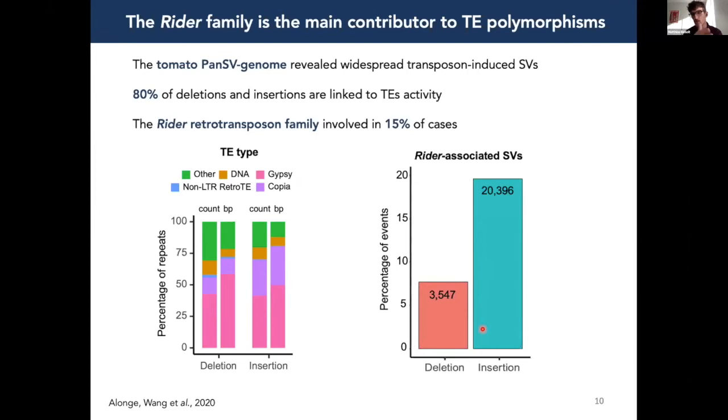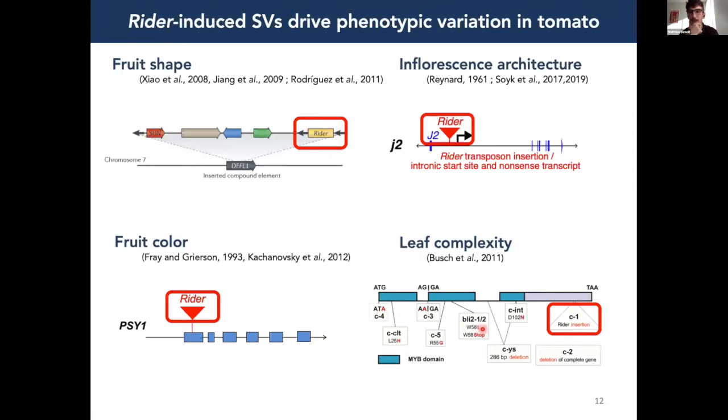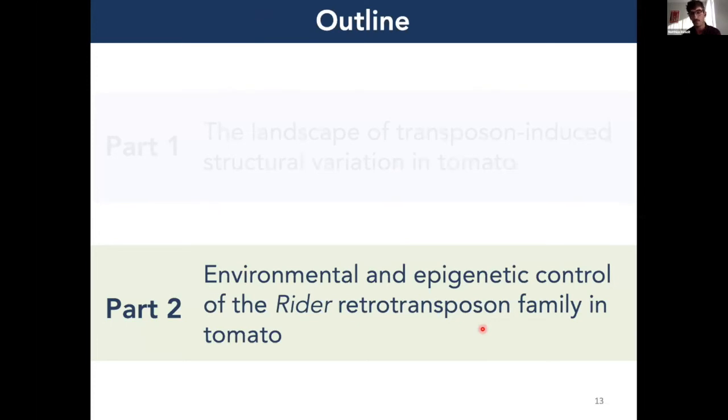So why is Rider important? We showed it's creating genomic diversity. That's nice. But remember all those phenotypes I showed you earlier, the fruit and flower phenotypes in tomato? All of those phenotypes are actually due to the transpositional activity of a Rider element. In every single case, Rider has triggered the genomic change associated to those mutants, and it is thus a major contributor of phenotypic diversification in tomato. So because Rider is so important to genomic and phenotypic diversity, it was important to understand the molecular mechanisms conferring such activity to this particular Rider family. And that will be the focus of the second part of my talk.